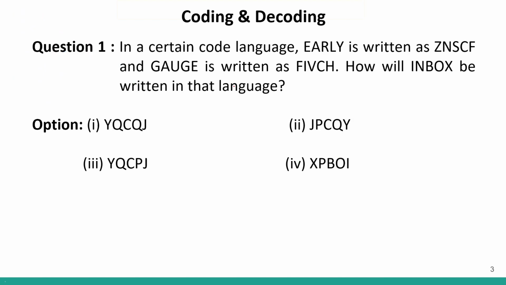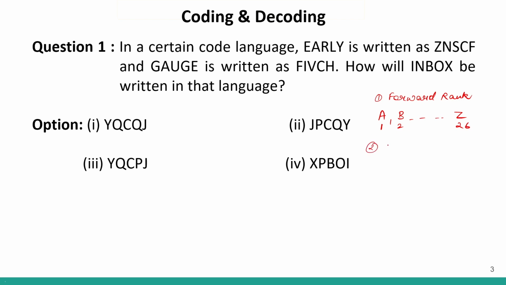So let us begin. Now, before we start, there are 4 concepts that we should revise in order to be able to solve coding and decoding questions. The first concept is of forward ranks. What are forward ranks? Basically, numbers are assigned to each alphabet in increasing order. That means A is 1, B is 2, up till Z is 26.